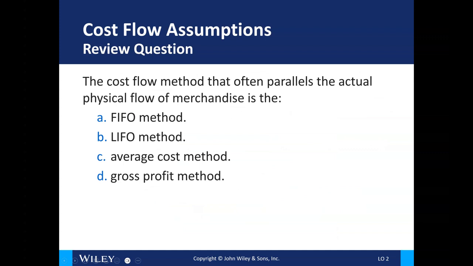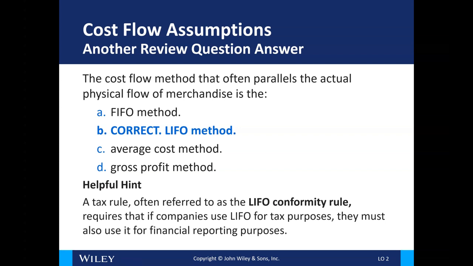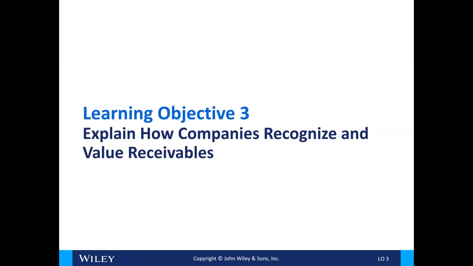The cost flow method that often parallels the actual physical flow of merchandise is, I'm going to go with FIFO. All right. In a period of inflation, the cost flow method that results in the lowest income taxes is, all right, a period of inflation means that what you bought recently is the higher priced. And so you will want to use the LIFO method because your cost of goods sold would be higher, your net income would be lower, your taxes would be lower. All right.